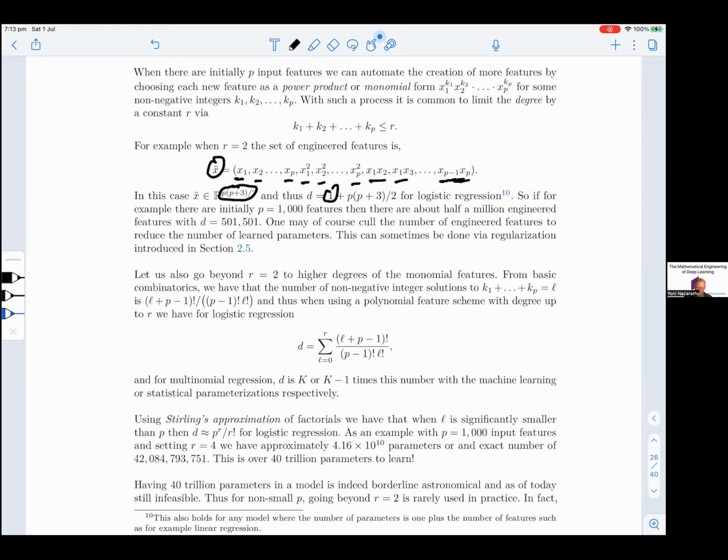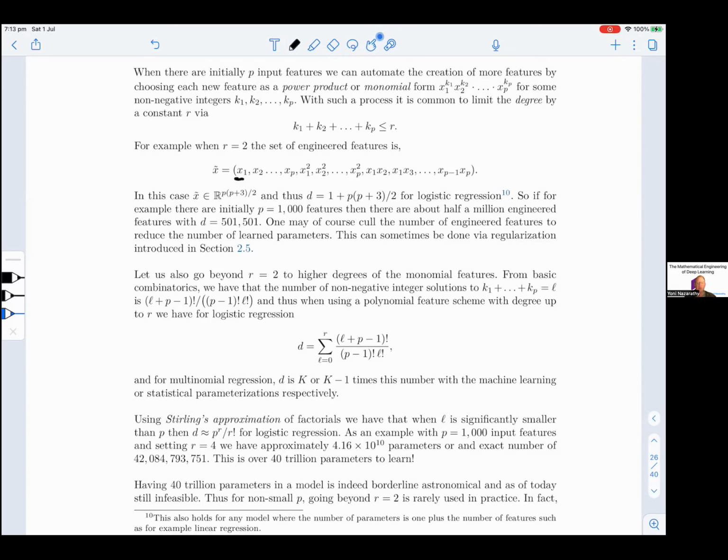Okay. And this, as the footnote says, holds in any case. This would be in a linear model as well when the number of parameters is 1 plus the number of features. So if, for example, there are initially p equals 1,000 features, then there are about 500,000 engineered features. We can compute that there's about 500,000 engineered features. One may, of course, cull the number of engineered features to reduce the number of learned parameters. This can sometimes be done via regularization introduced in section 2.5. So we have that in chapter 2.